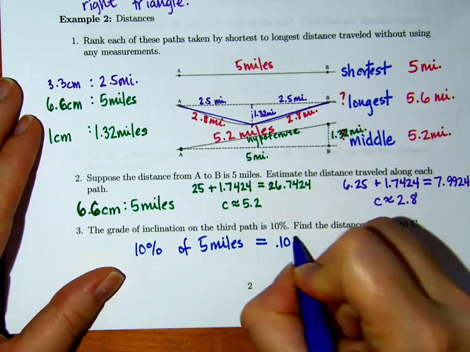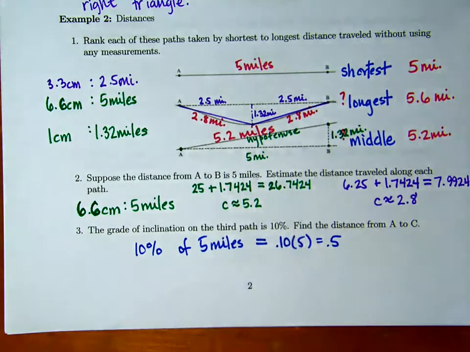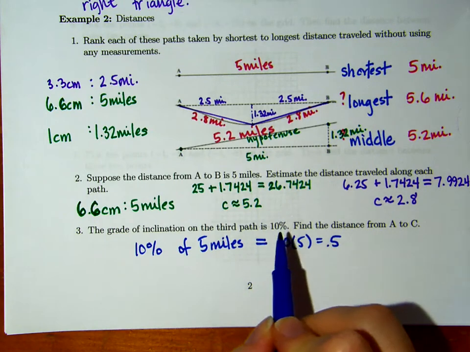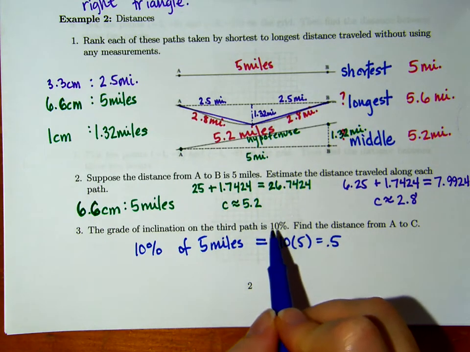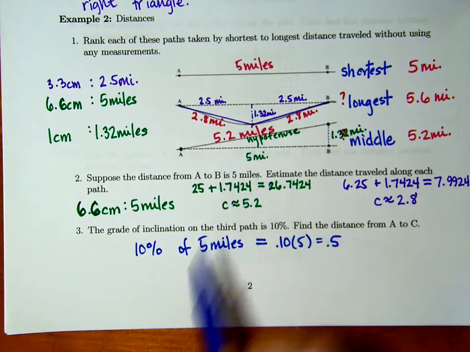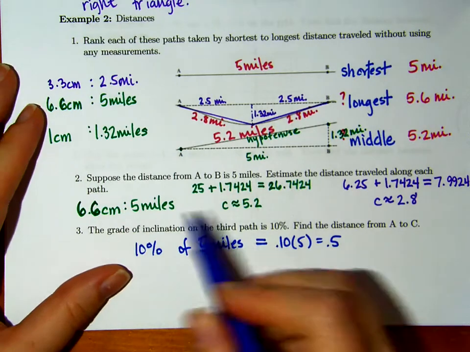What is that? 0.10 of 5 equals 0.5. This is actually, you know, I really should have, this percentage I believe is actually a 5% in terms of this actual picture. But nonetheless, I still want to show you what this means.